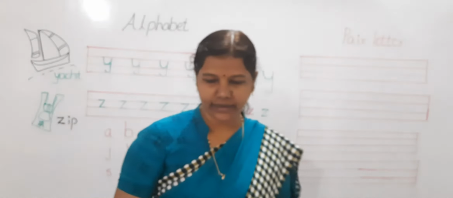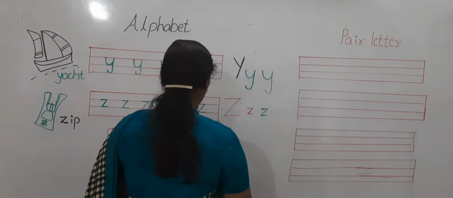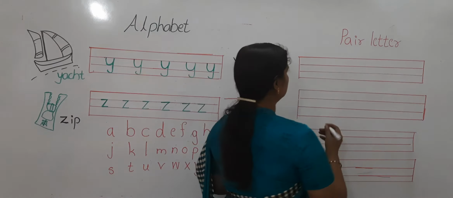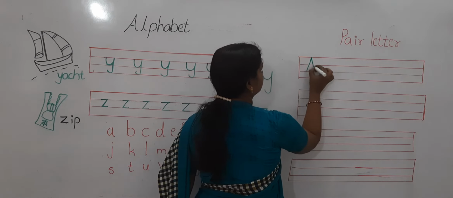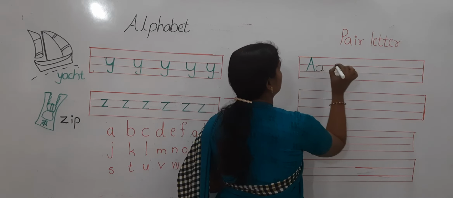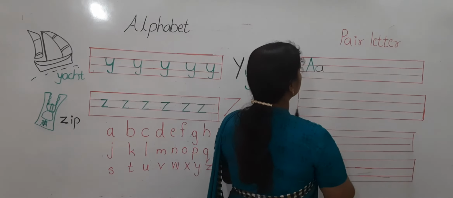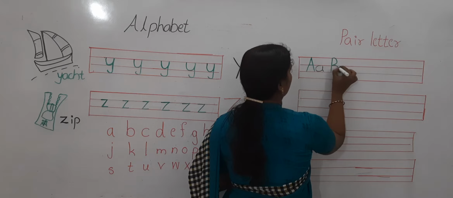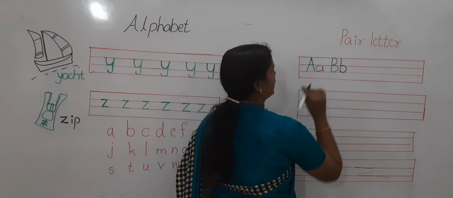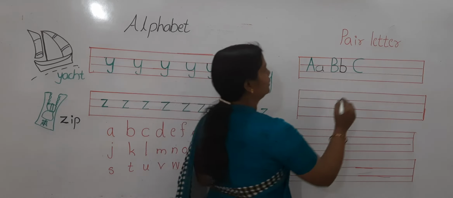Now we learn pair letters, means capital letter and small letter learn together. Okay, come on children. This is capital letter A. How that? Then this one small letter A. Yes. This is capital letter B. And this one, yes. Next small letter B. How that? Then letter B after capital letter C. Yes. Then small letter C.